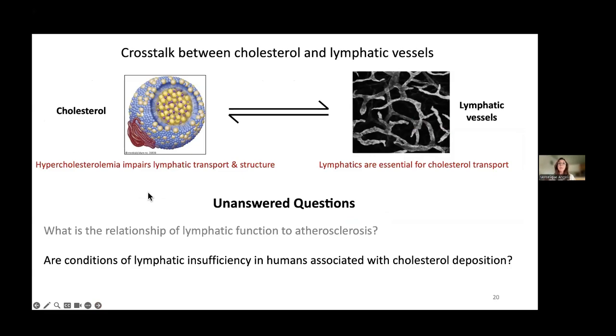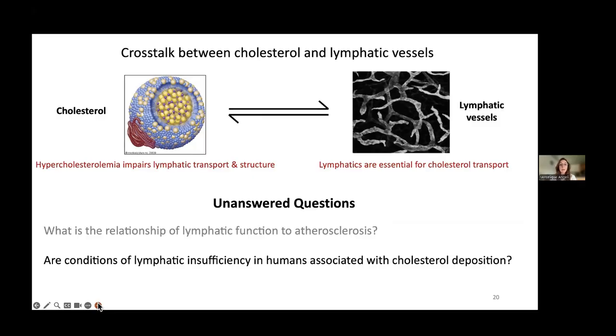So here I've shown you the concept that lymphatics are indeed really important to drain and transport cholesterol and to prevent its excess accumulation in the tissue. However, all this was done in mice, and to us it was really important to see the relevance of this concept in humans. So how to address this in humans? We decided to look at a condition associated with lymphatic insufficiency and to see whether there is indeed cholesterol deposition in this condition.